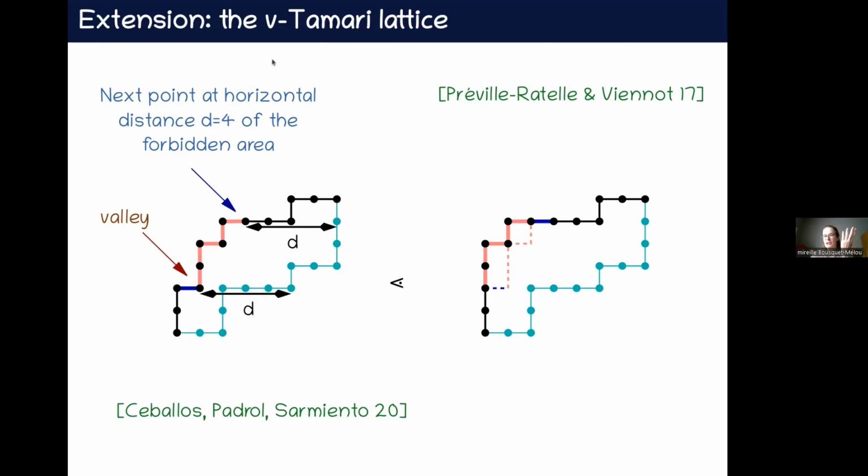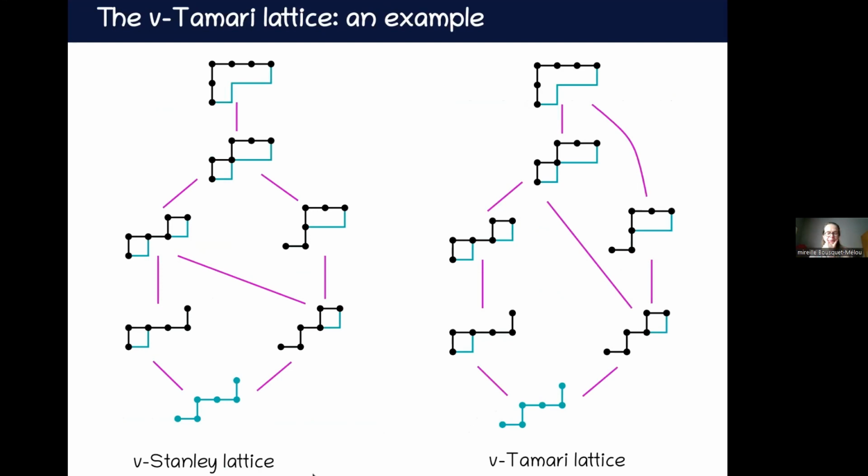So this forms, for each v, a lattice, as was proved by Louis-François and Xavier. And this lattice has been revisited since then, for instance, in this paper, but there are other papers. So let me show you some pictures. So here is my v, my base path. Here is the original Stanley lattice, where you were just replacing valleys by peaks. And here is the more sophisticated v-Tamari lattice.